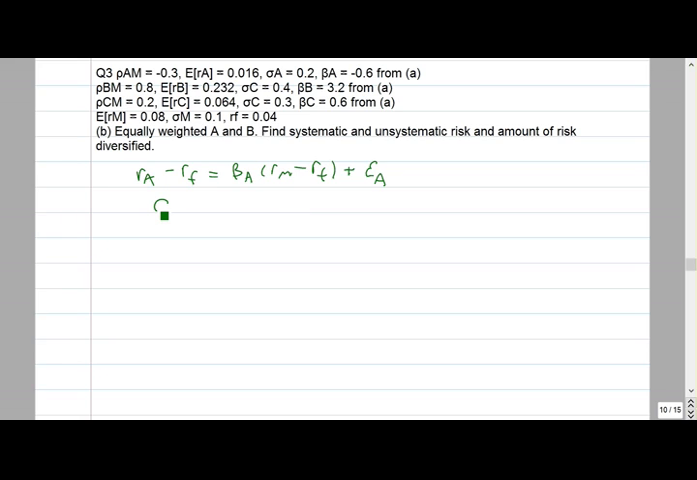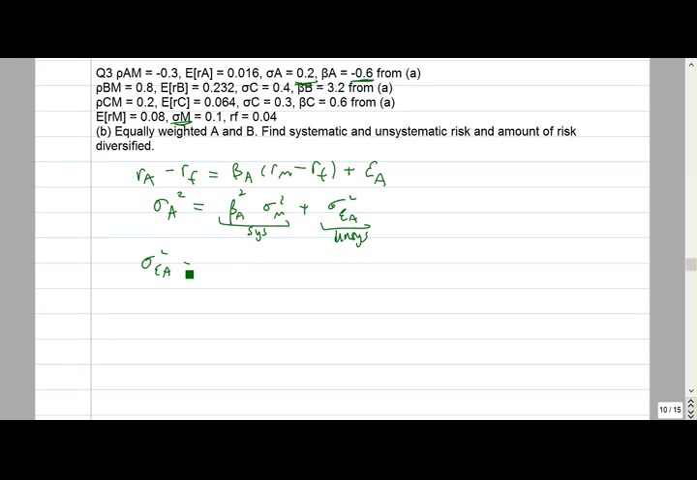So if you take the variance of both sides, the left side is just the variance of A, because the risk-free rate has no variance, and this coefficient squared times sigma M squared plus sigma epsilon A squared. We call this part the systematic part and this part the idiosyncratic or unsystematic part. From the first asset, we know sigma A, we know beta A from part A already, and we know sigma M, so we don't know sigma epsilon A, so we just set it up and solve this equation.